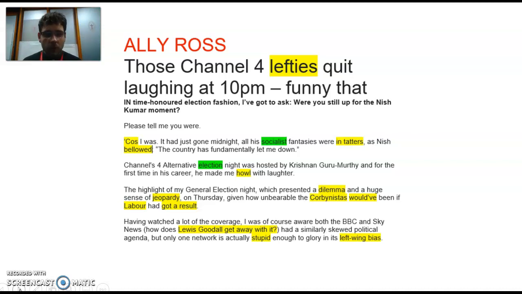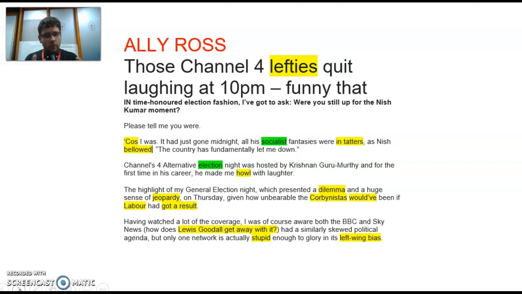Notice the deliberate shift to a more low register language, the deliberate colloquialism there. Notice in the, I think, fourth paragraph, would have been if Labour had got a result. Again, talking about it in quite a low register way, quite a colloquial way. So it is very chatty. But I think just saying, oh, that's because the Sun's audience aren't educated is a bit of a misstep.